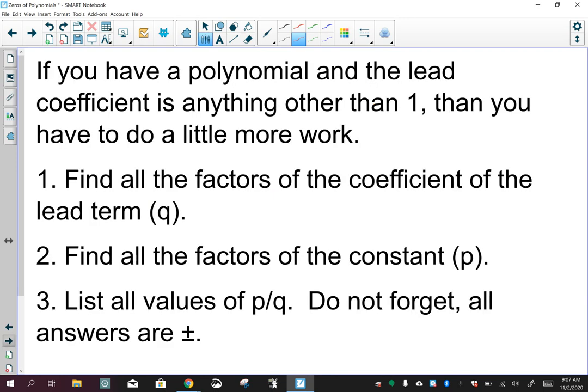Now, if you have a polynomial and your lead coefficient is anything other than 1, you have a little bit more work to do. What you're going to do is find all the factors of that lead coefficient. We're going to call that term Q. Then you're going to find all the factors of the constant, which is what you just did. We're going to call that P. And then we're literally going to divide P by Q. And don't forget, all your answers are in the plus minus format.